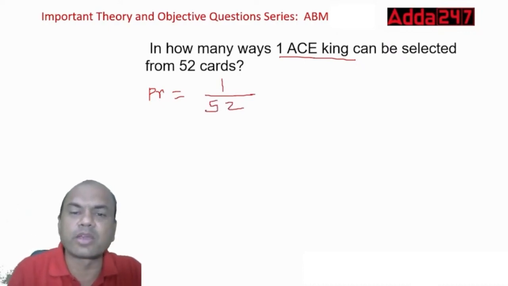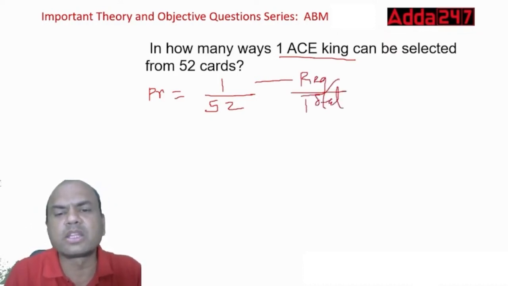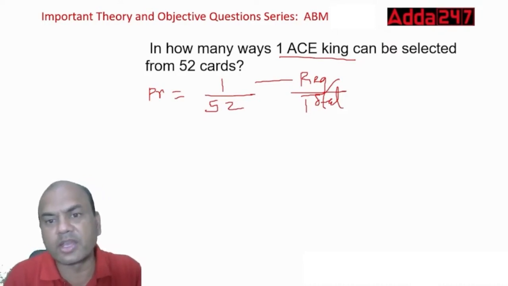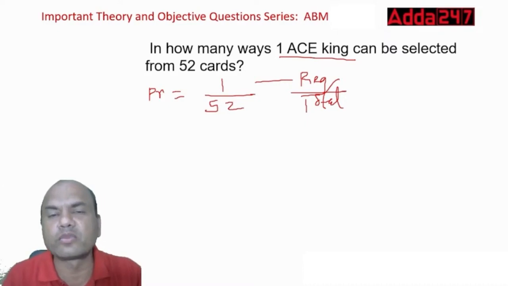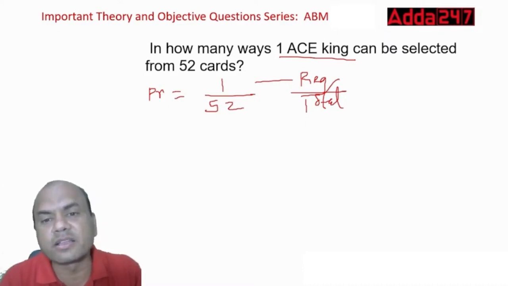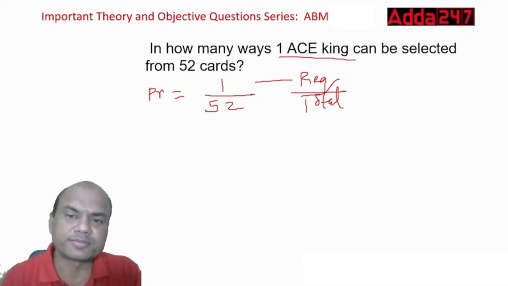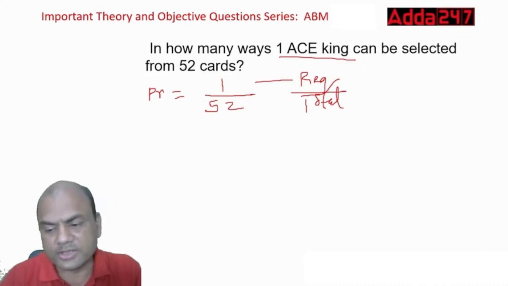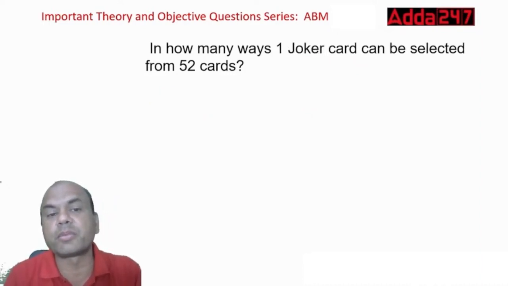See, always remember, the formula is simple: required upon total. Total is always the same in cards. Required depends on what is asked. If they ask you one king, 4 kings are available. One ace king, there is only one available. If they ask you one diamond king, again only one, right? So got it? Simple.